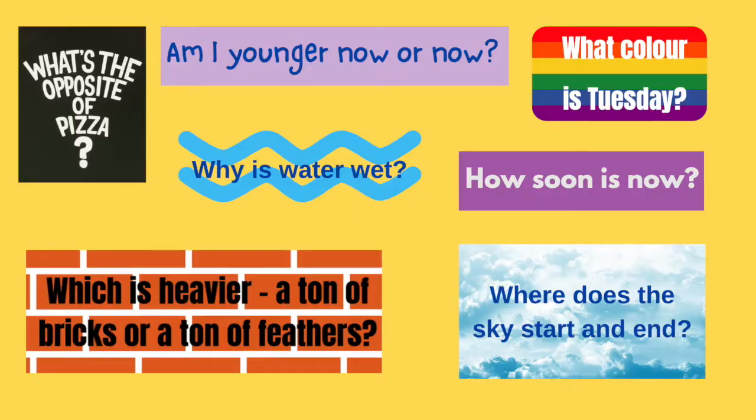And the children really enjoy this because with a lot of the questions there's no right or wrong answer. As long as you can justify your answer, then it's right. These are some of the questions I've used with children before. Some of them are trick ones, like the ton of feathers and ton of bricks. And some of the answers have been great.